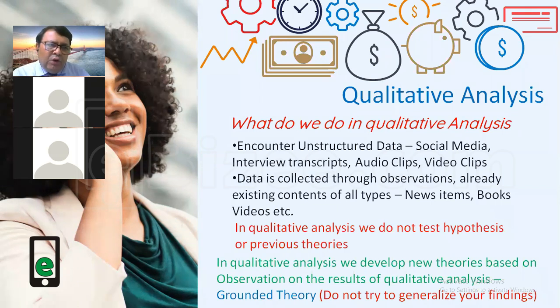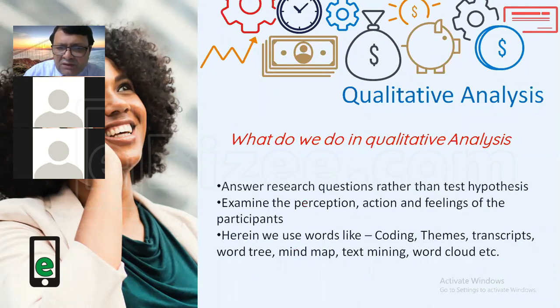We try to create a grounded theory, and our finding or grounded theory should not be generalized. It should be used at the right place. That requires some kind of experience and knowledge. So that is some of the characteristics of qualitative analysis. There are a few more things we do in qualitative analysis. We try to answer research questions rather than test hypotheses. So instead of testing the hypothesis, we answer the research questions.